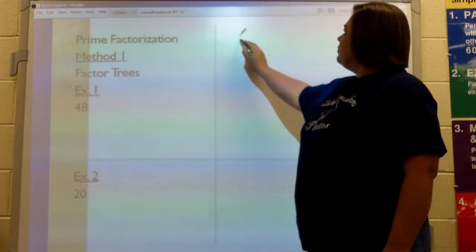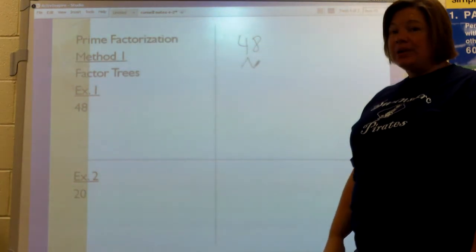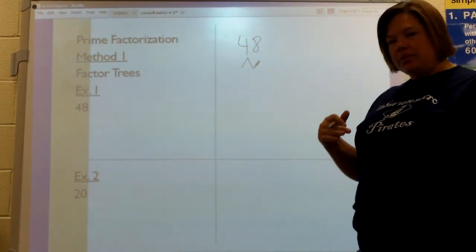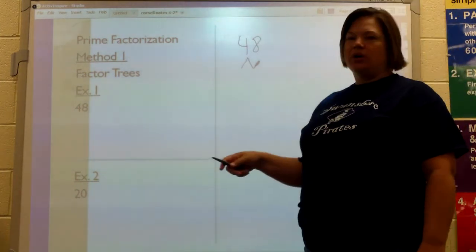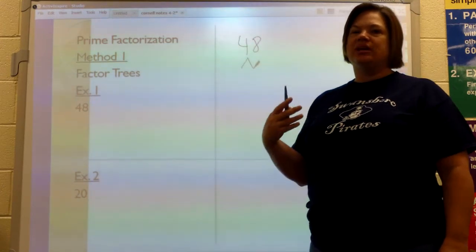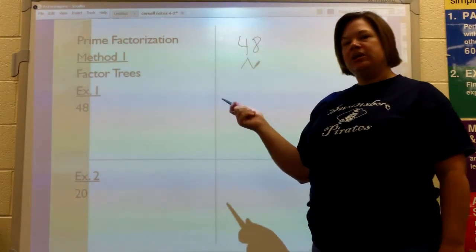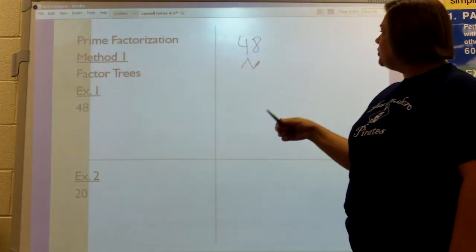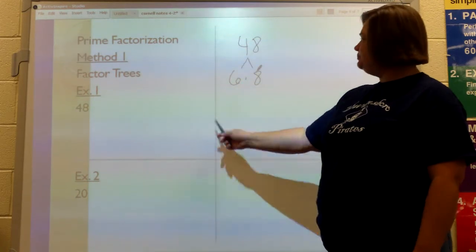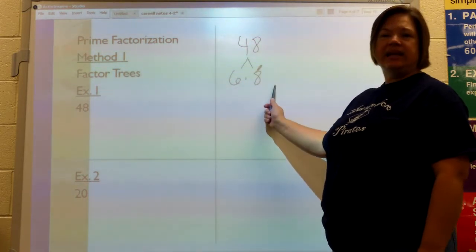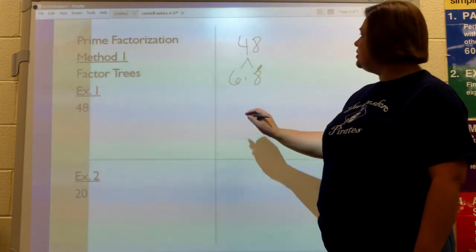So for 48, remember prime factorization means you can only have prime numbers. We cannot have composite numbers in a prime factorization list. The key word is prime factorization, factors that are prime numbers only. So I'm going to think of a multiplication problem that will give me an answer of 48. I'm going to go with 6 times 8 is 48. 6 is composite, 8 is composite. So I know I need to continue breaking down the branches of the tree.